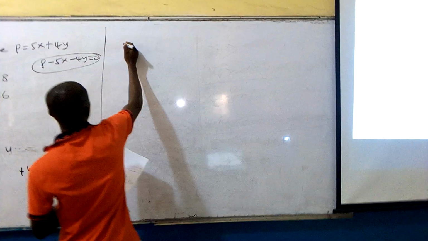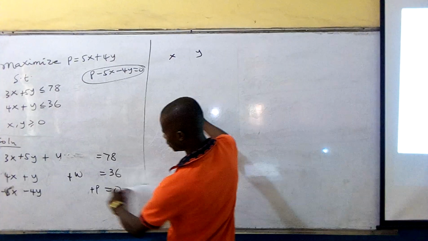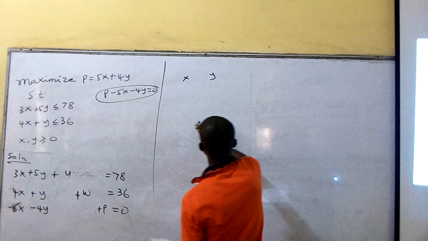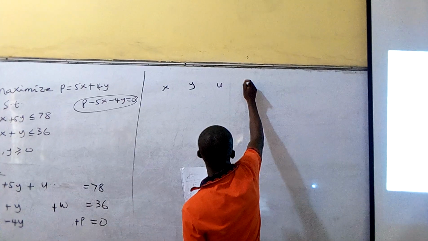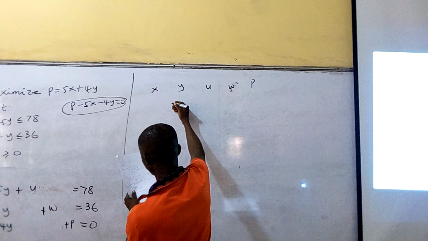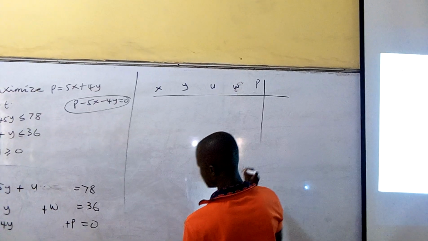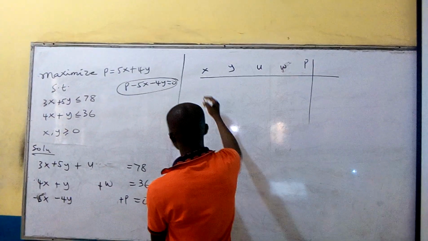So we have the x, the y, the variables u, w, and p. So we augment. We'll have the right hand side.